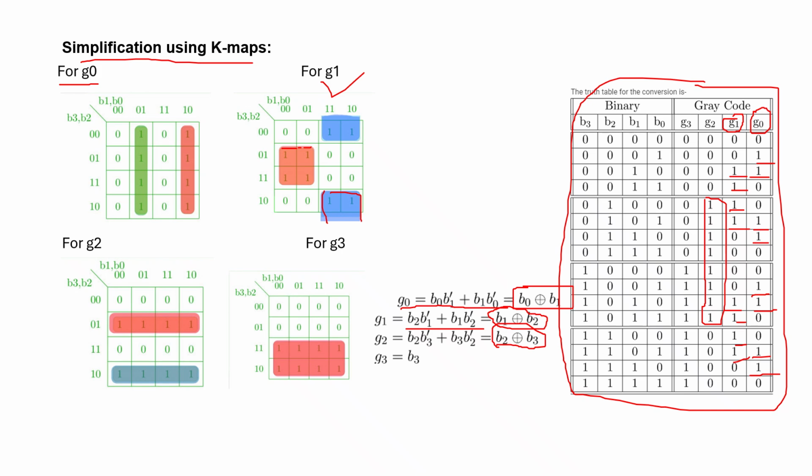Then the last one, G3. We get the maximum variables for the decimal numbers 8, 9, 10, 11, 12, 13, 14 and 15. For these 8 variables, map them in the K-map. After the mapping we can do the grouping as a single octet grouping. So the answer will be B3. So we can write G3 equal to B3. So now we have the simplified gray code answers for G0, G1, G2, G3 in terms of the binary values: B1, B2, B2, B3.